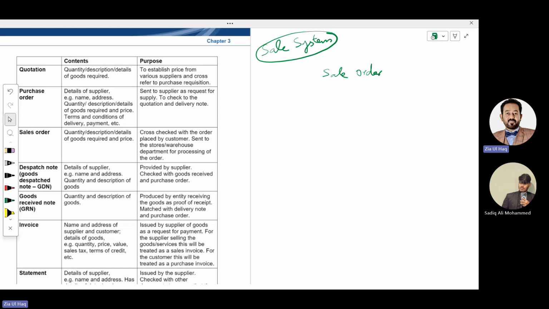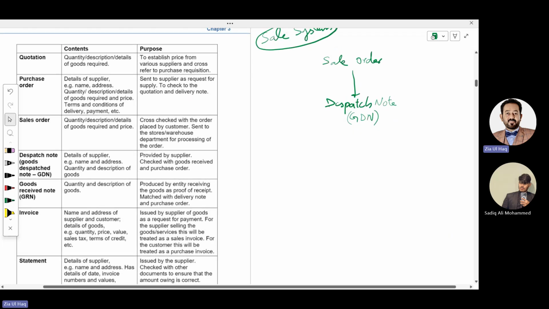Without this document, deliveries might be delayed. And if you delay delivery, the customer can charge you a penalty because his requirement was not met. So while receiving an order, the company generates a document called a sale order, and when the company sends the goods to the customer, they prepare a document called a dispatch note, also called goods dispatch note, meaning GDN. Along with delivery of goods, companies send a document about the details of delivery, called the dispatch note.